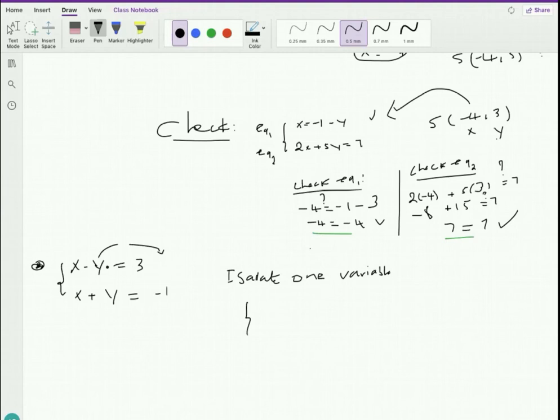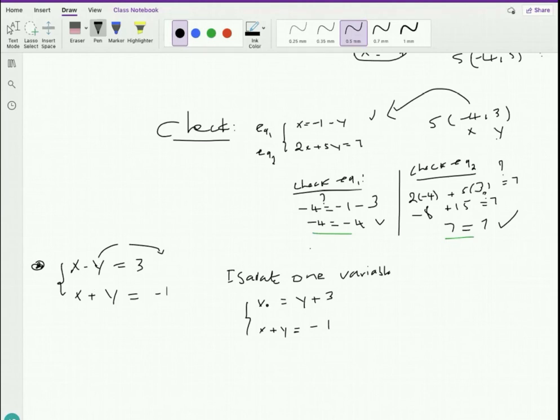So if you move this -y over, the system turns into x minus y, which turns into just y plus 3. Then we have this one, x plus y is -1. Okay, so again, it's up to you to choose one of the equations and one of the variables to isolate. So this one moves over.